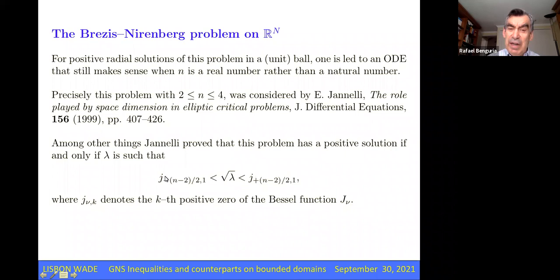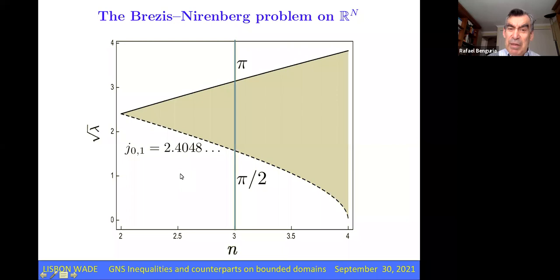And there is a gap, and the gap now is not lambda one over four, but it's connected to that. And in the picture here, I have drawn the square root of lambda in terms of the parameter n, which is a continuous parameter now. In the particular case when n is an integer, you have dimension 3 here, and then you have dimension 2 and dimension 4. And in dimension 3 here, in this picture, in the shaded region, we have existence of solutions.